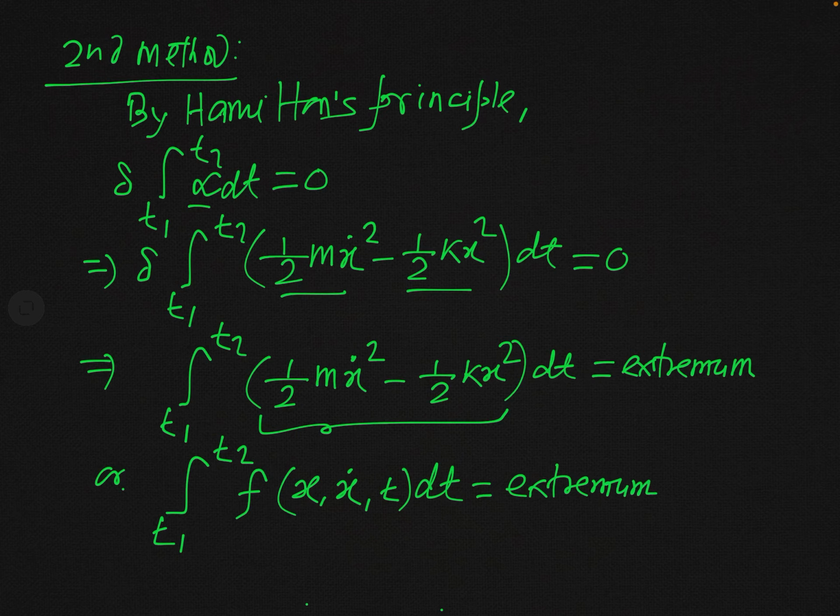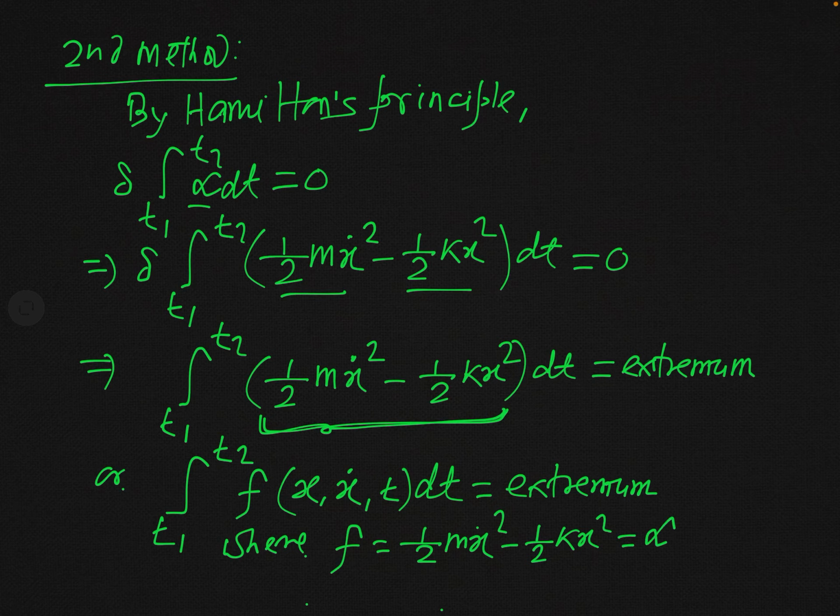In fact, what is this f? You can easily see, this underlined expression has been assumed to be f. So you can say this f is equal to half m x dot square minus half k x square. Or you may say that the Lagrangian L is here the functional.